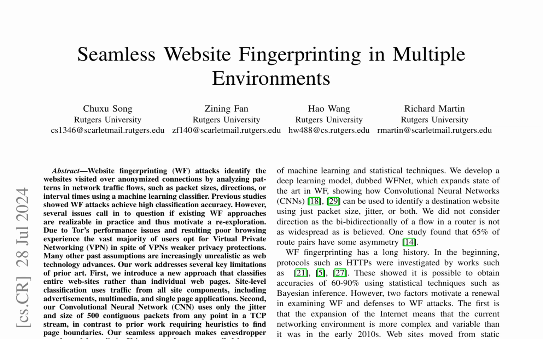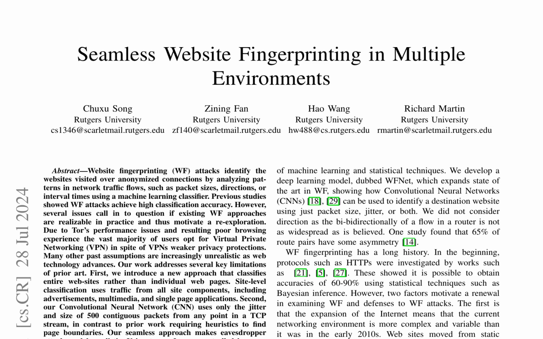This research paper introduces a novel approach to website fingerprinting, WF, a technique used to identify websites visited over anonymized connections by analyzing patterns in network traffic flows. The proposed method, WF-Net, addresses the limitations of prior WF approaches, such as characterizing WF as identifying specific web pages rather than entire domains, relying on unrealistic attack models, and lacking diverse training data.